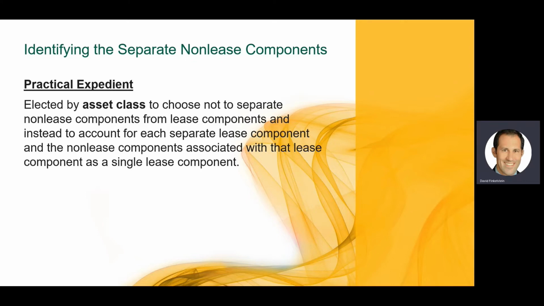We do have a practical expedient in this area. If you elect by asset class to choose not to separate the lease components from the non-lease components, you can instead account for each separate lease component and non-lease component with that lease as a single component. Again, you would do this by asset class. So all your buildings, if you elect to treat rental buildings this way, you would classify them together and treat them the same. But you could have a separate election to treat other areas such as manufacturing equipment or oil rigs separately from each different class, but each class in itself has to be treated the same across the board.